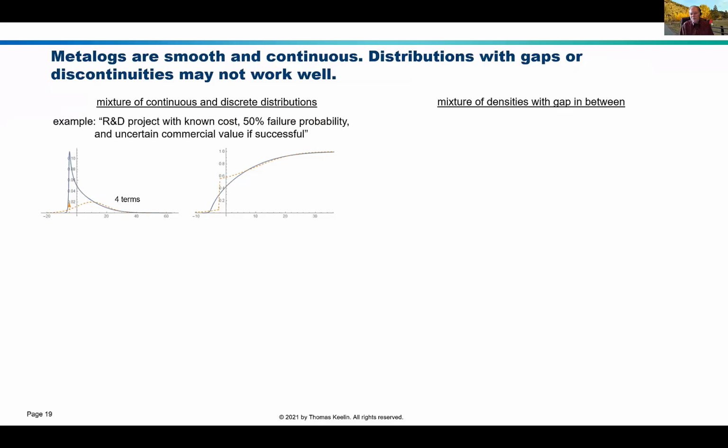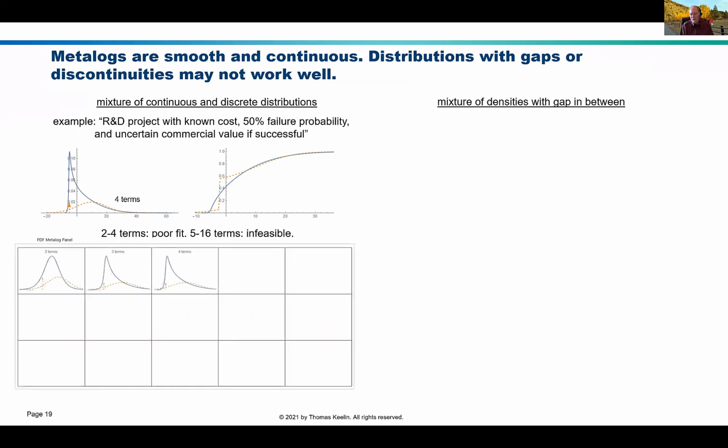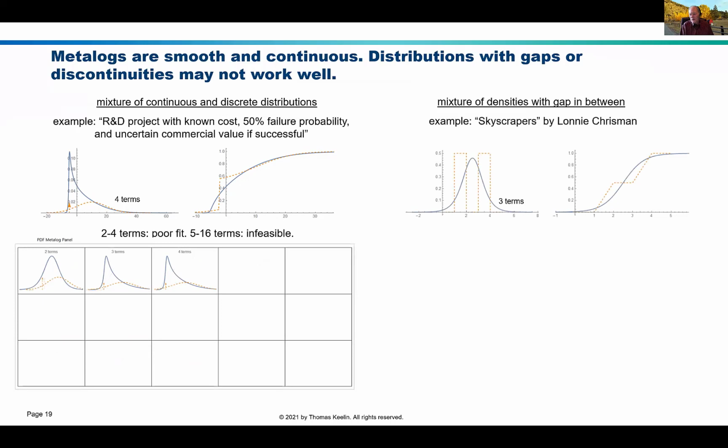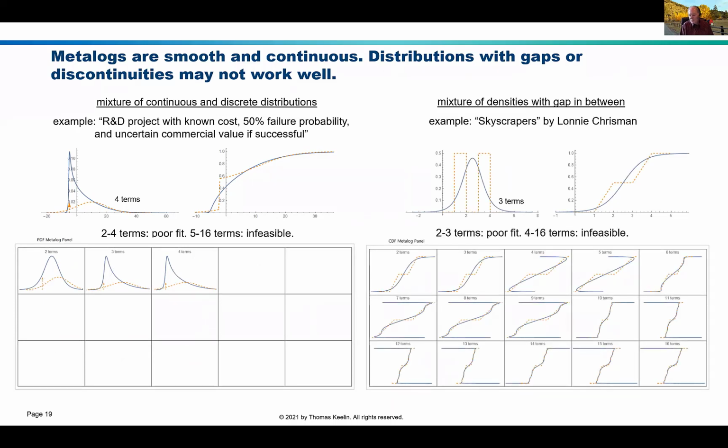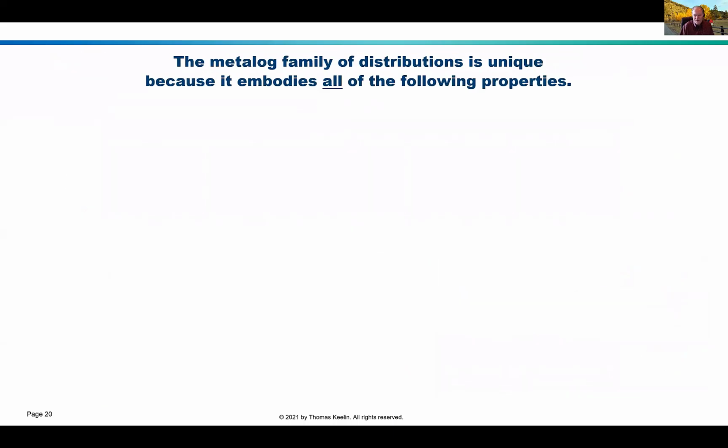So metalogs are smooth and continuous, and the limitation is that for distributions with gaps, if there's a big vertical jump in the CDF, metalogs probably don't work so well. If there's a big horizontal jump or horizontal space, that is, you've got separated PDFs, metalogs probably don't work very well. But other than that, there aren't many limitations. There's a metalog that works well for virtually any practical data set.